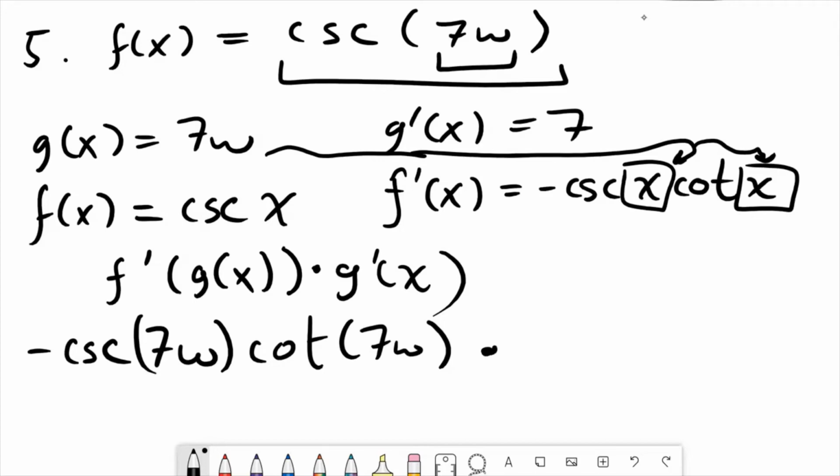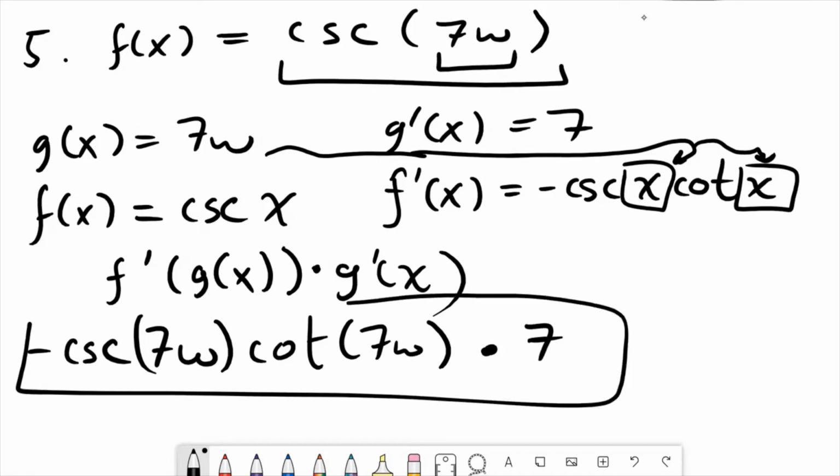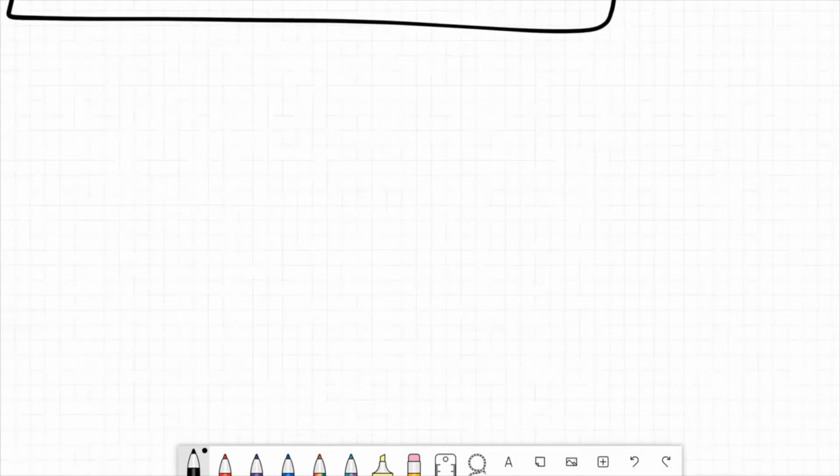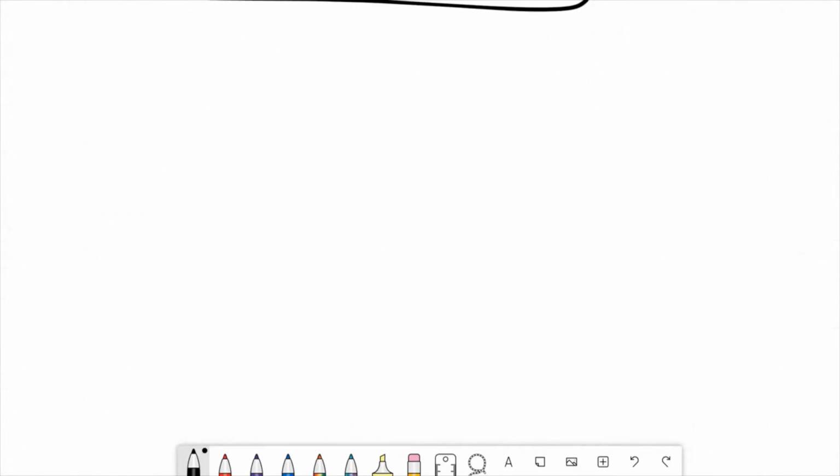Now we have to multiply by that chain, which is the 7, and that's it. Again, not too difficult once you get the hang of it. You're just doing basically the same thing over and over again, just with different functions and different combinations of functions. Let's continue with this and look at question 6.